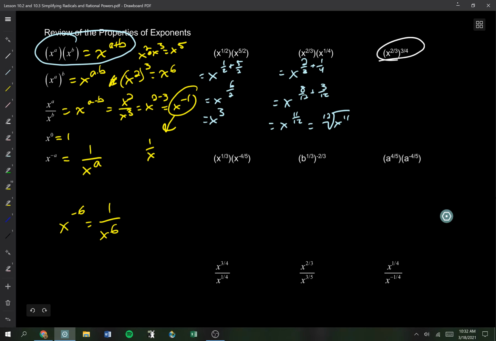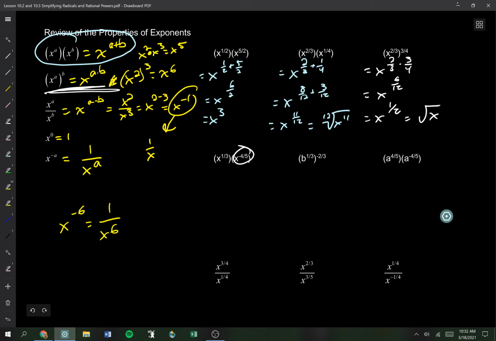This, however, the powers don't add, the powers multiply. We're following this property right here. This will become x to the 2/3 times 3/4. Now multiplying is nice. You don't need a common denominator. This becomes x to the 6/12. X to the 6/12 is really just x to the 1/2, and x to the 1/2 is the square root of x.